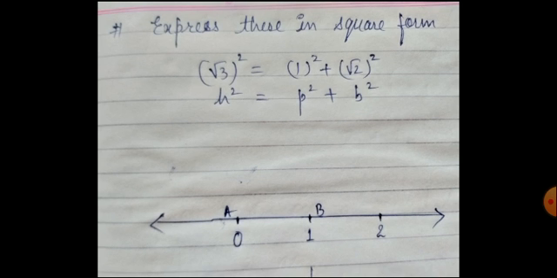We are not taking 1 as base because it is difficult to draw perpendicular as root 2. It is easy to take root 2 as base. That's why we are taking root 2 as base and 1 as perpendicular.